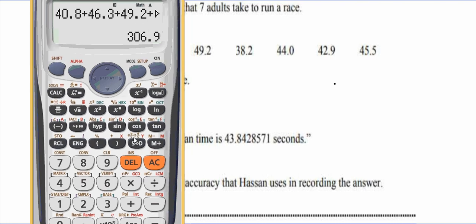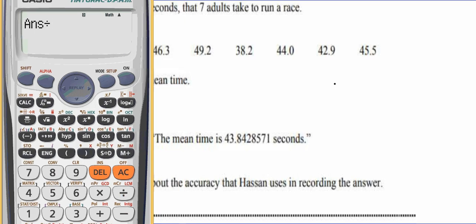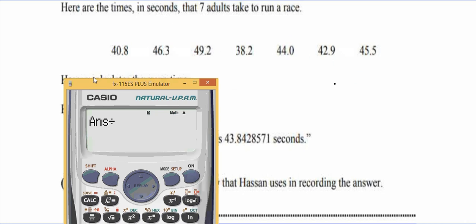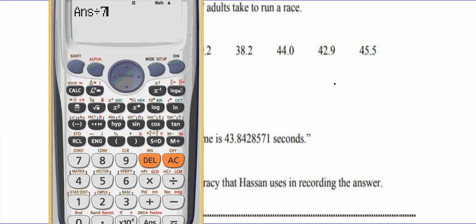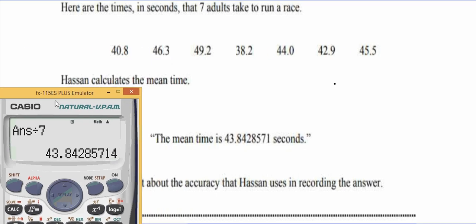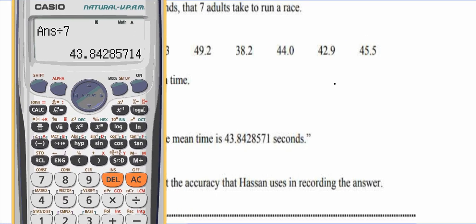Now, this answer will be divided by how many numbers are here. How many numbers are here? 1, 2, 3, 4, 5, 6, 7. So you have to divide by 7 to get the mean. To get the mean of numbers, you have to add all these numbers and then divide by how many they are. I guess you have a primary knowledge about how to find the mean.